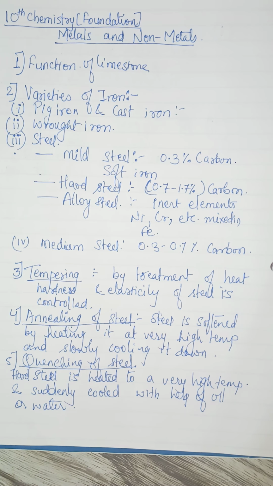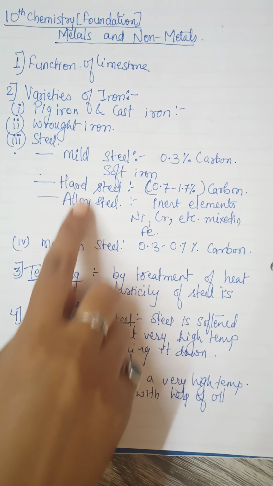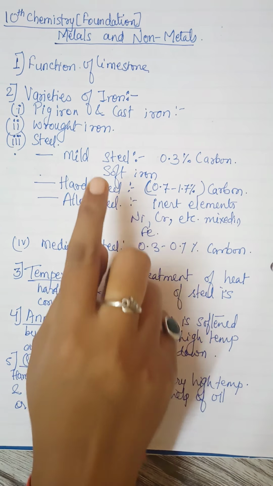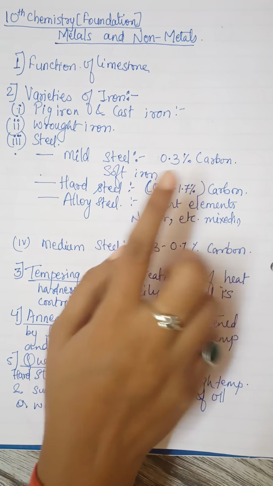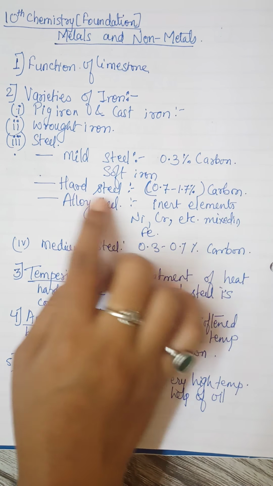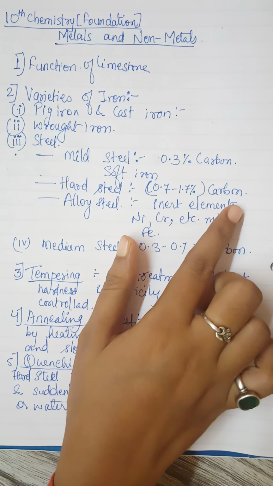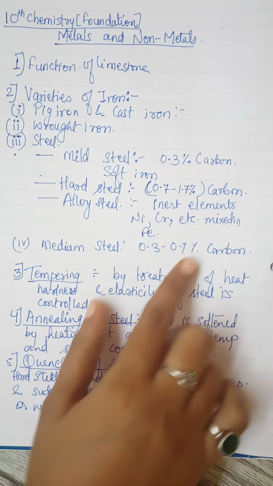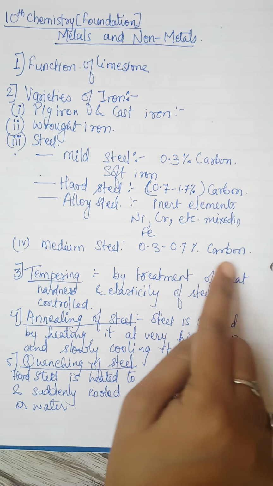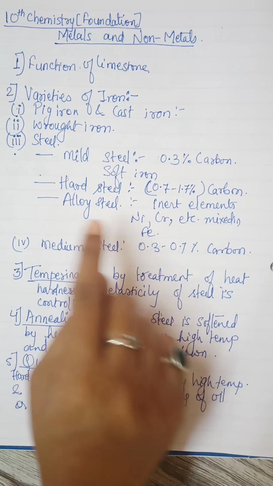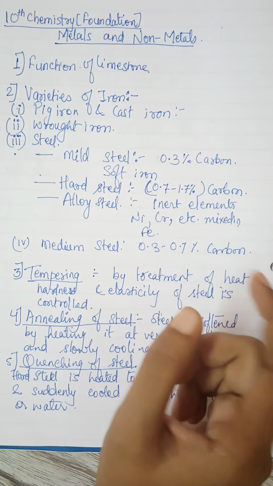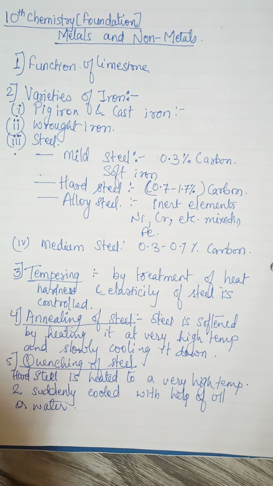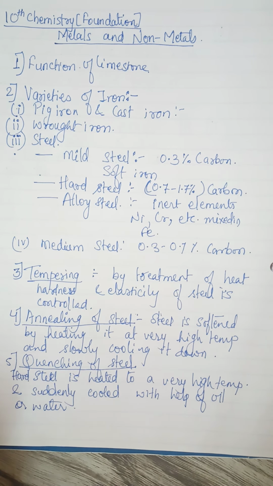Okay, four types of steel. This should be there in this. So that is the mild steel, which contains hardly 0.3% carbon. Hard steel, which contains 0.7 to 1.7% carbon. Medium steel, 0.3 to 0.7% carbon. Alloy steel is made by mixing inert elements such as nickel, chromium, etc. with the iron, so that iron does not easily get rusted.